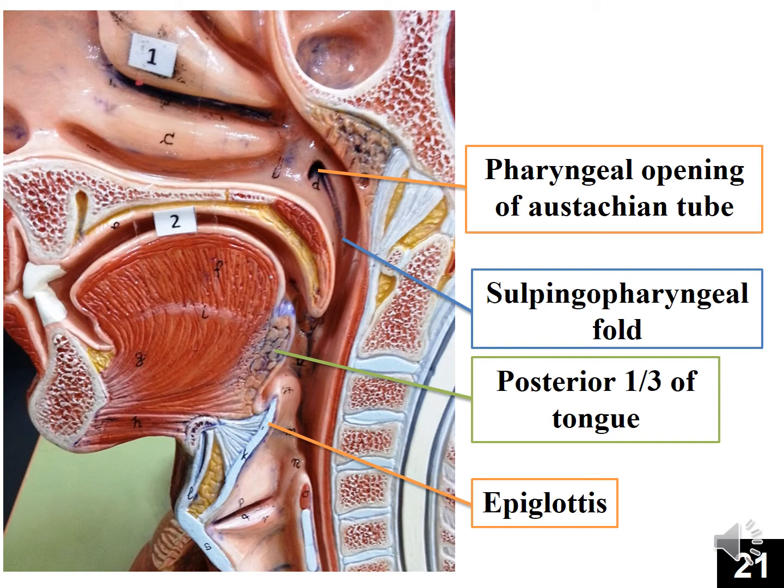Then you can see the tubal ridge around it, which forms an inverted letter J and continues below, indicated with the blue color. This is the salpingopharyngeal fold, formed because under the mucous membrane there is a muscle, the salpingopharyngeus muscle. We said that stylopharyngeus, palatopharyngeus and salpingopharyngeus, these three muscles blend their fibers together inferiorly to be inserted into the posterior 1/3 of the tongue.